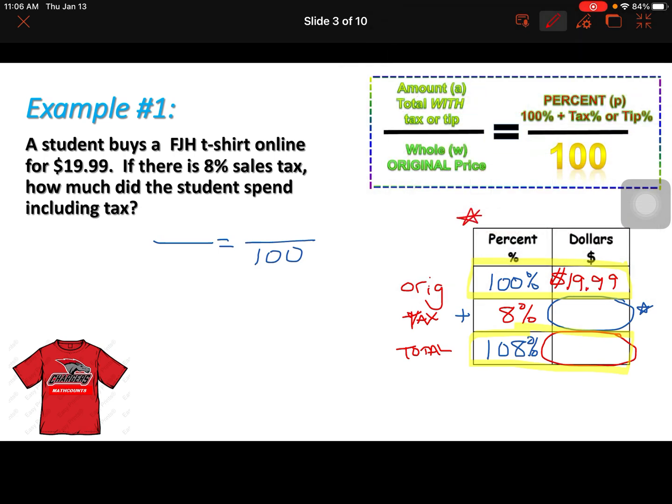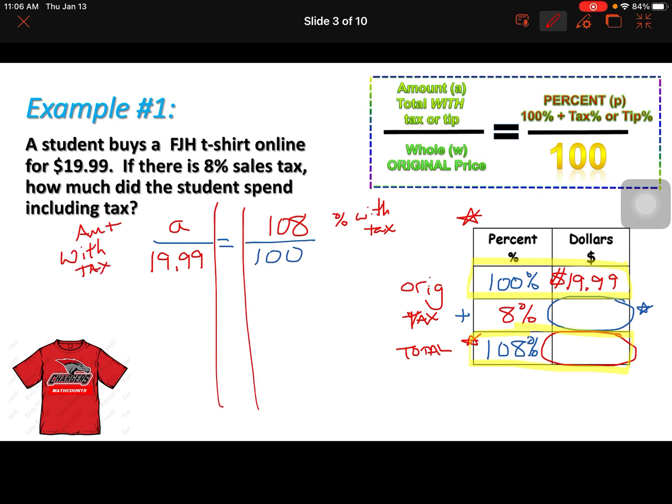And so what we're going to use is the original cost, once again, was $19.99. And now we're going to end up using this percent, 108%. This would be the percent with tax, okay? And by doing that, our A now becomes the amount with the tax included, okay?